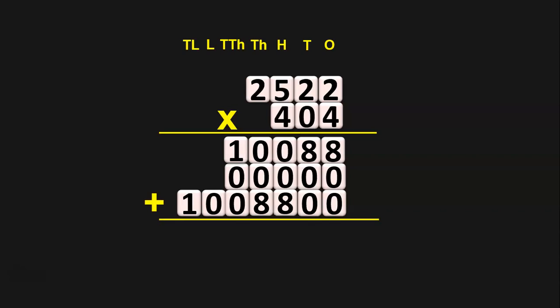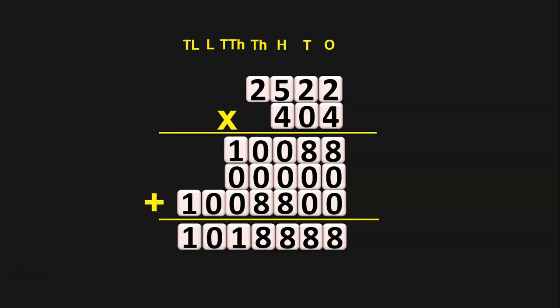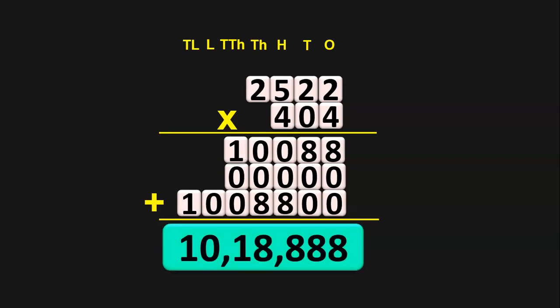So begin the addition from the ones place. 8 plus 0 will give you 8. 8 plus 0 will give you 8. 0 plus 0 plus 8 will give you 8. And then 0 plus 0 plus 8 will give you 8. And then in the 10,000s place, you will get 1 because it's 1 plus 0 plus 0. In lakhs and 10 lakhs place, you can take and write down the number just like that. So what is the answer? 10,18,888.